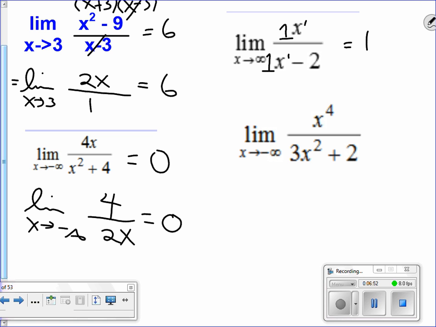Alright, now the last one. Limit as x approaches negative infinity. Again, what do we think about this one? Technically, it doesn't exist. Now, what if one of the choices is positive infinity and one's negative infinity? How are we going to determine? That's right. You know when the degree up here is greater, that it's going to be either positive or negative infinity.